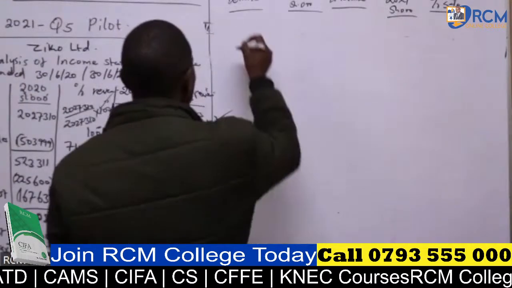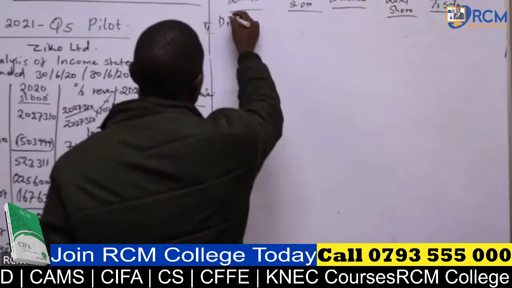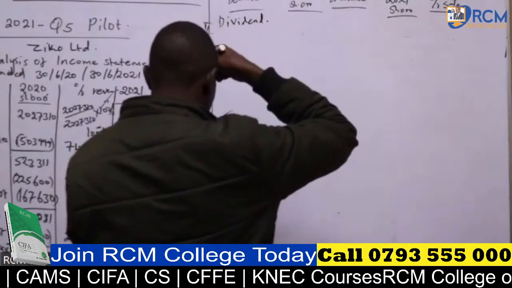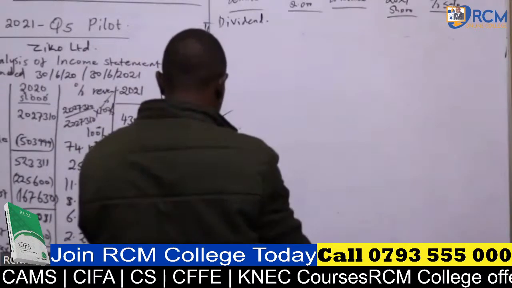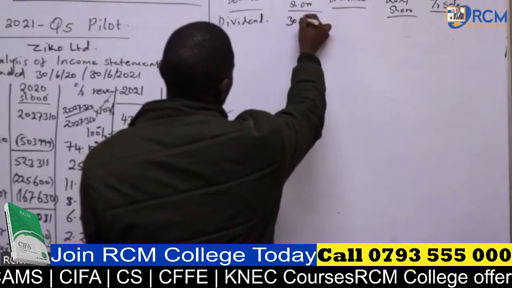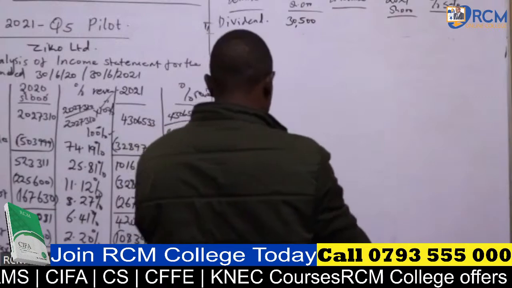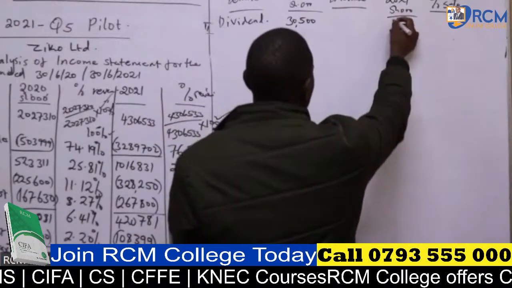Dividend paid, what is your time? Time imefika. Dividend paid, I know you have it. That is the way we are doing this thing. Dividend paid ilikuwa 3,500. I don't want to take much of your time. Then we have 65,300.